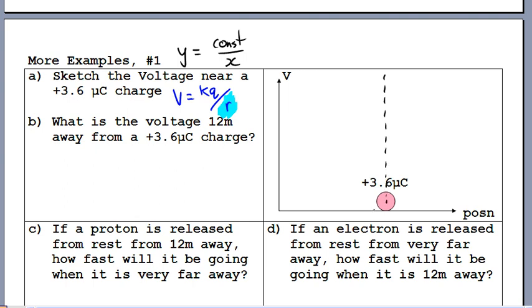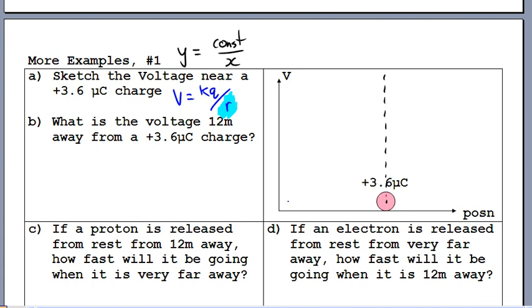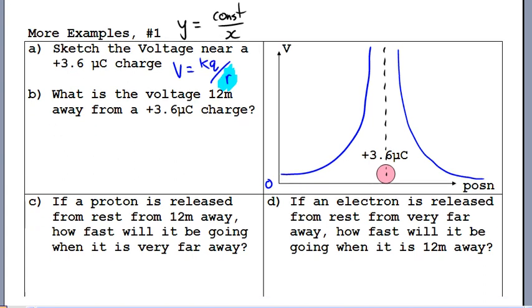Now I know this graph makes it kind of look like I'm approaching this pink 3.6 microcoulomb charge from the left or the right. I just want you to think about it as approaching it in general. And what happens is the voltage just starts to skyrocket like an asymptote, like that. It actually kind of looks like a volcano in multiple dimensions. All right, it should look like a symmetric volcano though. Let me try that again. Not bad. So there's the graph of voltage near a charge. The voltage gets really big when you get near that charge and diminishes down to 0 when you're infinitely far away from that charge. Part B says, hey, what's the voltage 12 meters away?